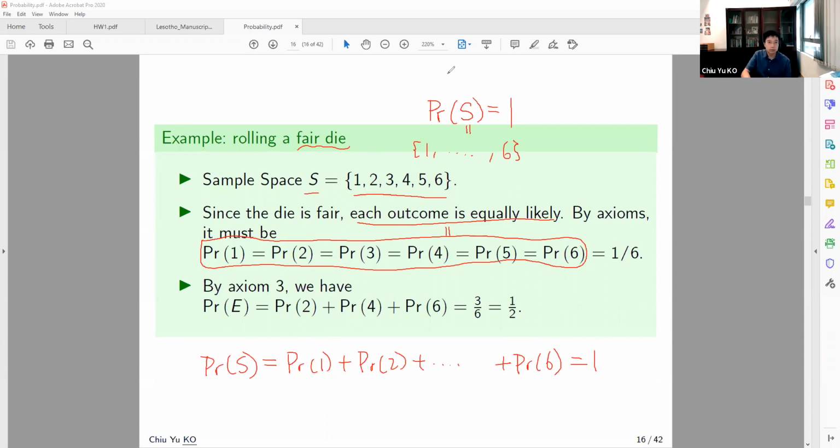Good. So that is how you know why it is 1/6. That's from the definition. And if you cover the probability of event E, the even numbers, it will consist of 2, 4 and 6. We already know each of them is 1/6. So that's why the probability of even will be 3/6, which is 1/2. Is that clear?